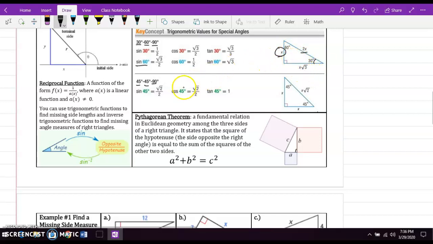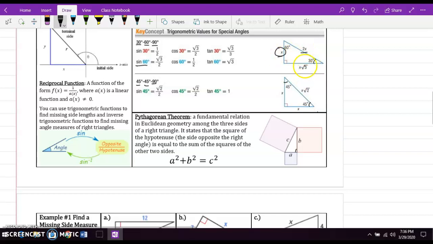Okay? For 45, 45, 90, you have an isosceles triangle, meaning that the two sides are the same. So because they're both the smallest side, we'll label them both x. And your hypotenuse is just one of those sides, whichever one, they're the same, times the square root of 2.